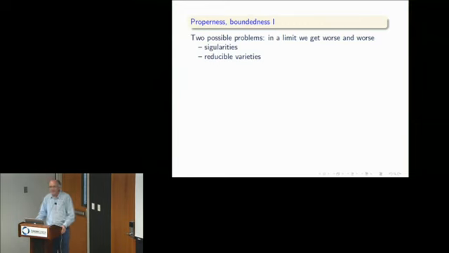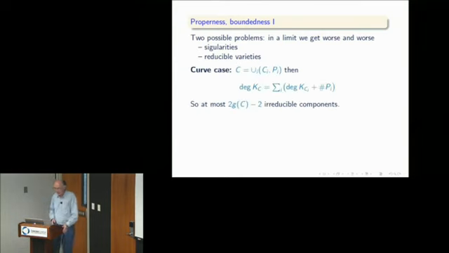But maybe you can get more and more irreducible components, and if for fixed genus you can get more and more irreducible components, that would be a serious problem. Then you couldn't have a compact moduli space. But you see, this will not happen for curves.